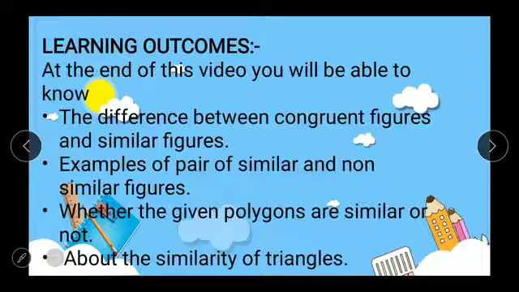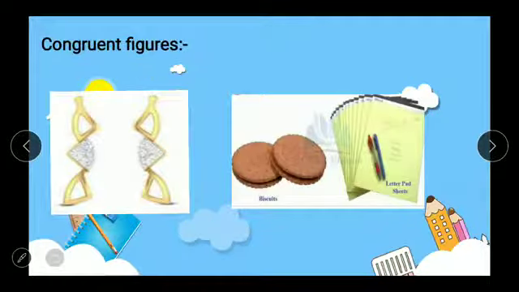Students, in your 9th class, you have studied about the congruent figures. Look at this picture. I have a pair of earrings which are exactly same in shape and size. Likewise, pair of biscuits and some letter pad sheets. Pair of biscuits are also in the same shape and size. Letter pad sheets are also same in shape and size. Hence, these objects are said to be congruent.